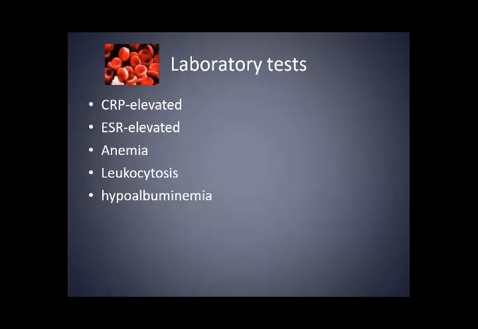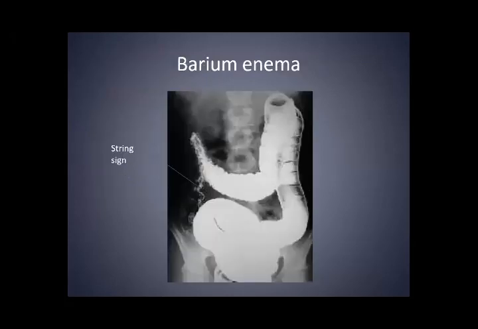So again, in the CBC you can have low hemoglobin if there is anemia, raised ESR, raised CRP, which is the acute phase protein reflecting the extent of the inflammatory process, and leukocytosis if there is a septic infection, or hypoalbuminemia because of the malabsorption syndrome. Then in Crohn's disease, you will see the inflamed gut, and this is a string sign.